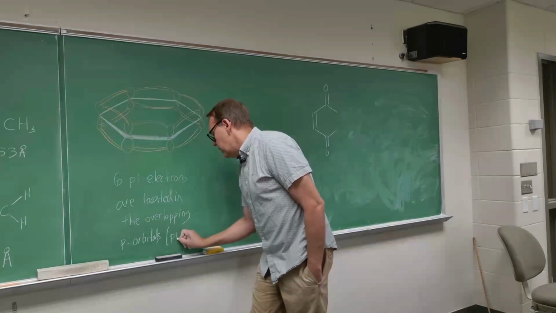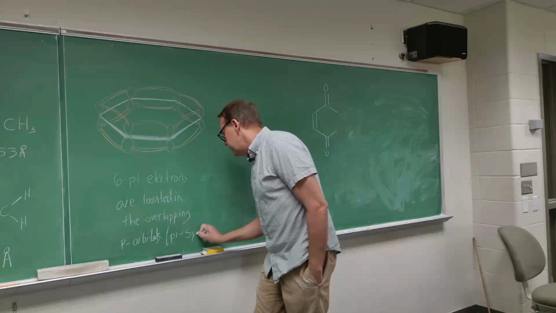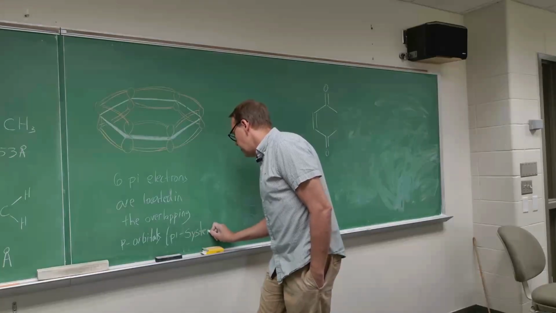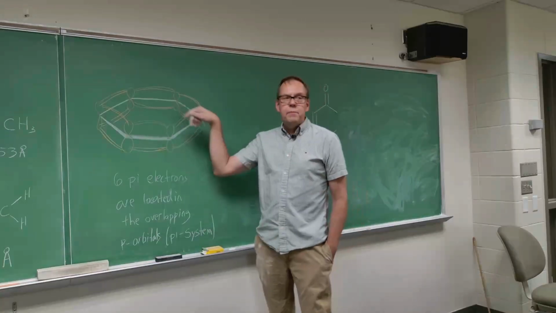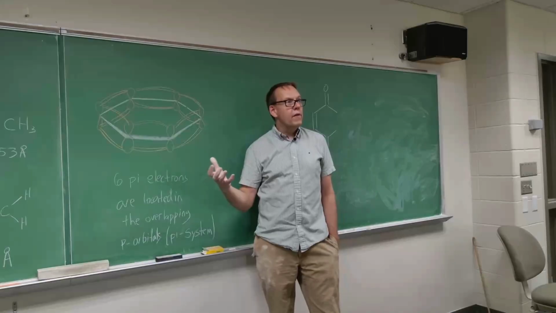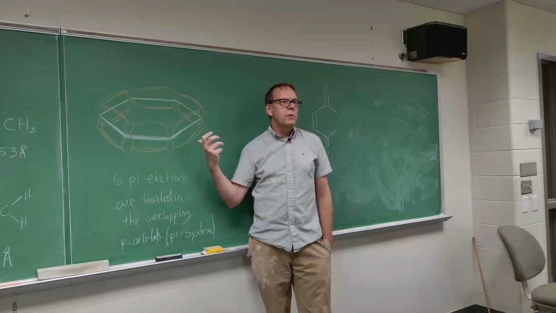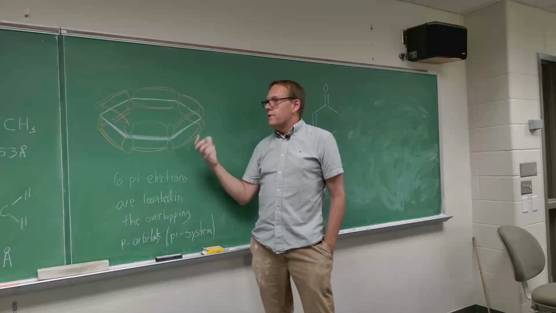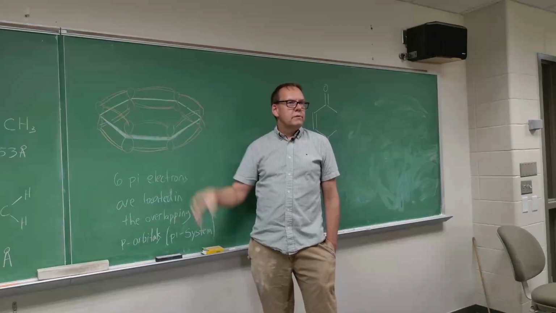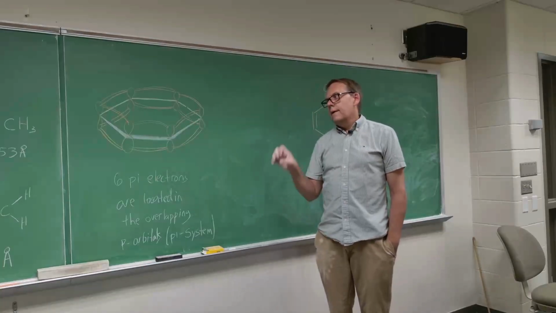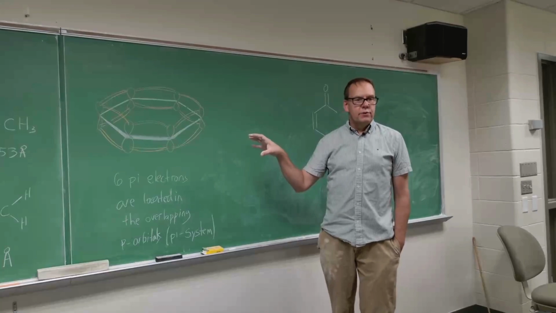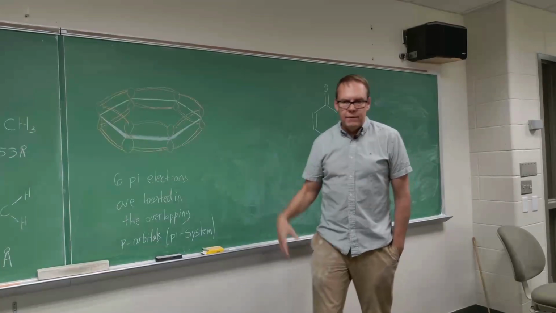I'll also call that a pi system. So the pi system here is the donuts, basically. The overlapping p orbitals form a region that electrons can move around in and can exist in and occupy space in. And there's 6 of them occupying these donuts. So that's the core structure of benzene that is really central to why it behaves the way it does.